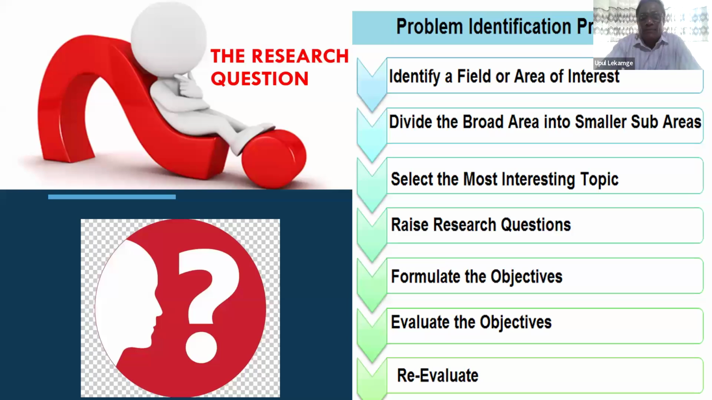Then the fourth one, raise research questions. Now, since you have a very good understanding of your research problem, you raise research questions. What I ask my students to do is write down all the research questions that come into their mind. Sometimes at the very initial stage, you might write 50 to 60 odd research questions. It's okay. Don't consider that it's a waste of time.